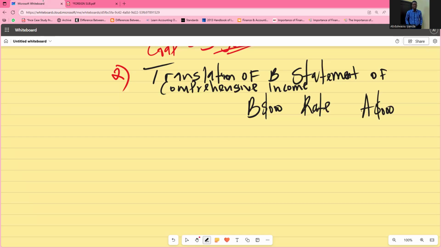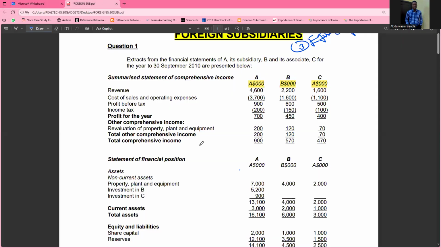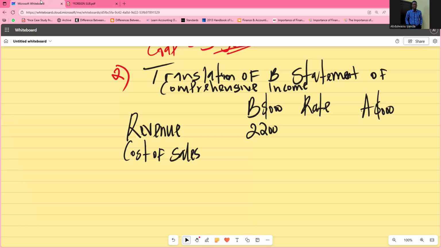So it's a very long process, but it's very, very simple. So I can still remember this one to be 2,200. Then the cost of sales was that. Okay, the cost of sales and operating expenses 37. Right, the average rate is 0.65. Don't forget that.